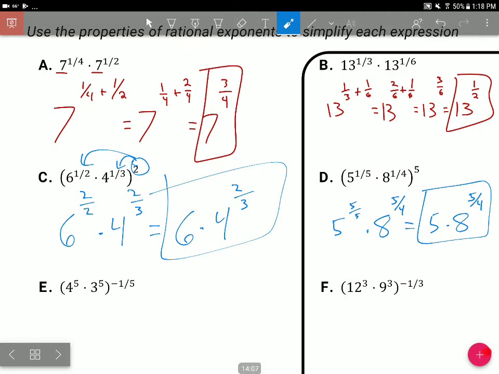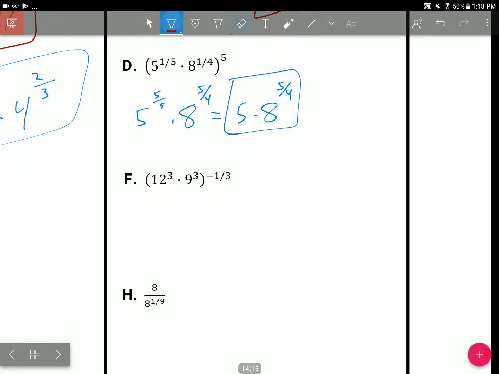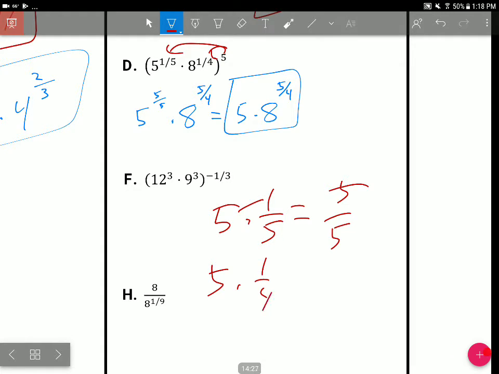Okay. How do you multiply? Okay, it's 1/5 times 5. I'm going to do it over here. 5 times 1/5. What is 5 times 1/5? 5 times 1 is 5. 5 times 1/4, 5 times 1 is 5. I get that, but give me a second.